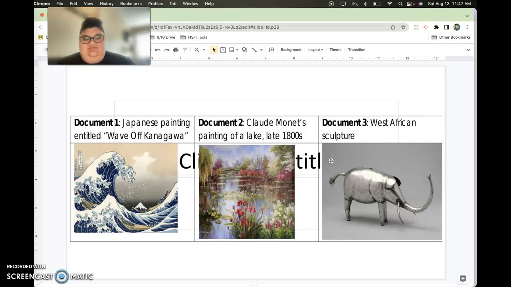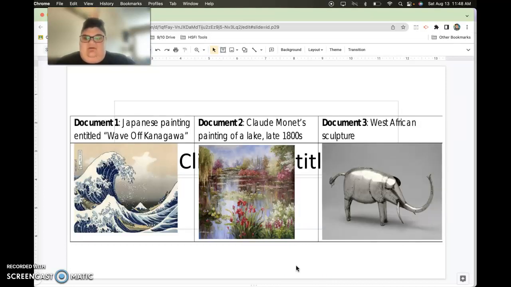Now we see our 3 images from our Do Now. Document 1 is the Japanese painting titled The Great Wave off Kanagawa. Document 2 is Claude Monet's painting of a lake from the late 1800s. And document 3 is a West African sculpture of an elephant. All 3 of these have something in common. You have a wave, you have a lake, and you have an animal. They all involve nature.